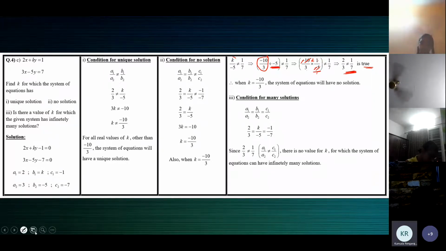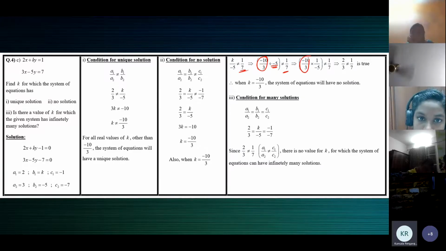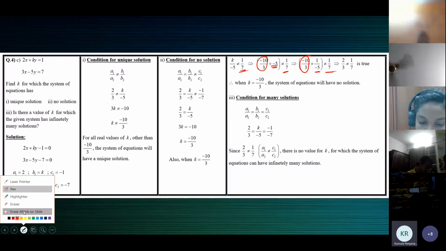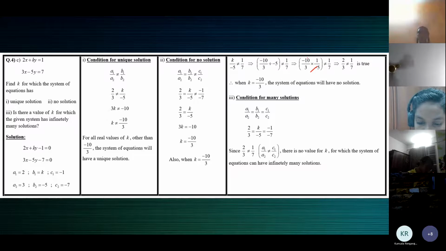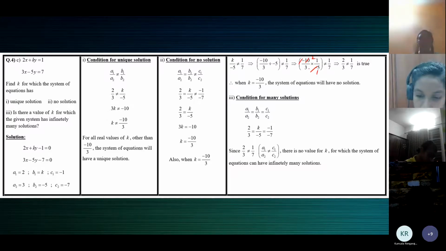I was just trying to explain the working here. The value of k is a fraction. So this is the value of k divided by minus 5 is not equal to 1 by 7. Division becomes multiplication, and the reciprocal of minus 5 is 1 by minus 5. So when you work this, minus and minus cancel. You get 2 by 3 is not equal to 1 by 7, which is true.